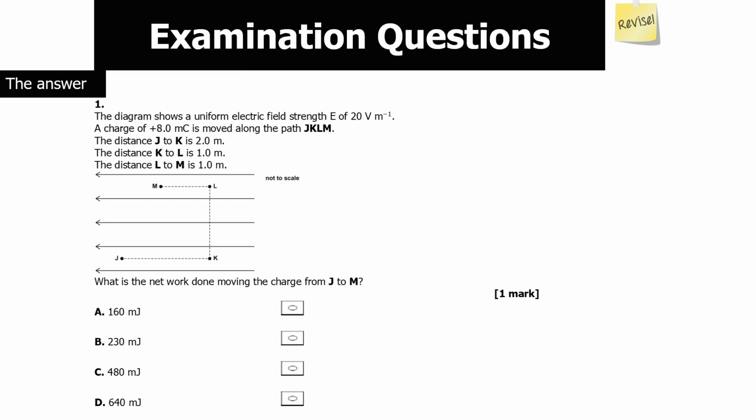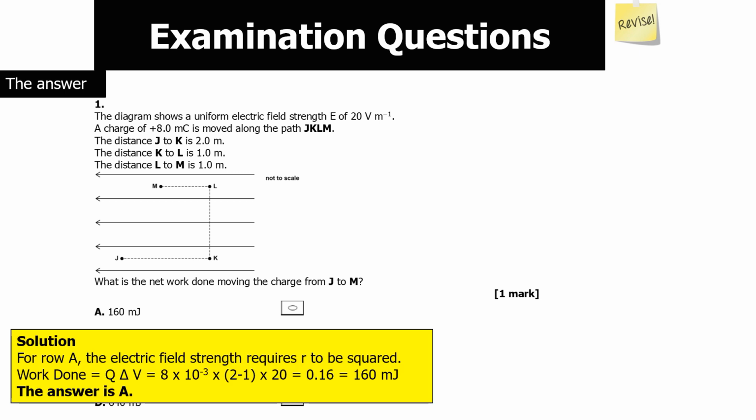Right, so how do you answer this question? Well, we know that for row A, okay, we know that the electrical field strength requires r to be squared. So what we can say is that work done is Q times delta V. So therefore we know that 8 times 10 to the minus 3, because that's its charge, millicoulombs into coulombs. Then we work out what its change in potential is. So it's from 2 minus 1 times 20, because then we're going to work it through as our change in potential like so. Okay, and as a result, it's 0.16 joules, so that works through to be 160 millijoules. So our answer is therefore A.